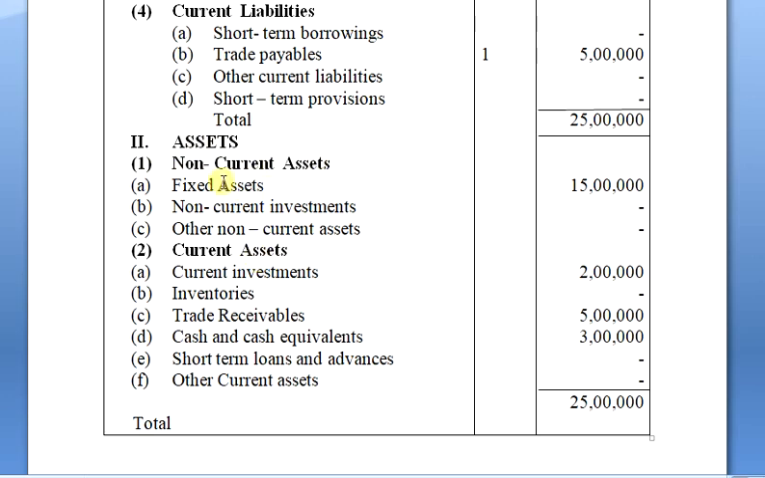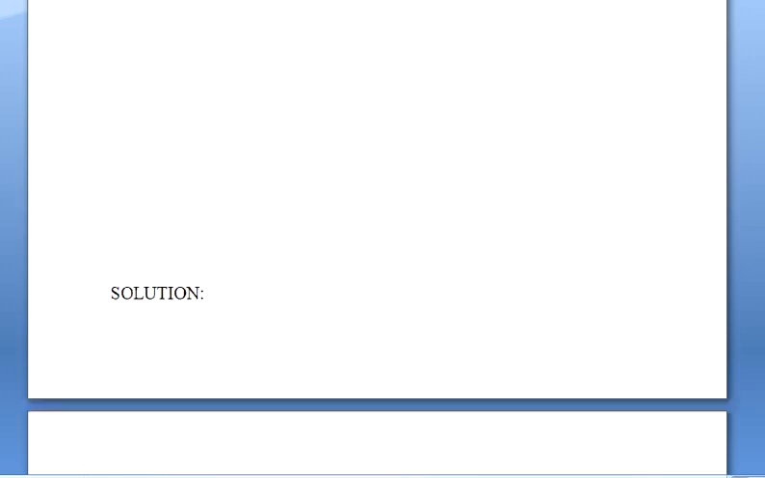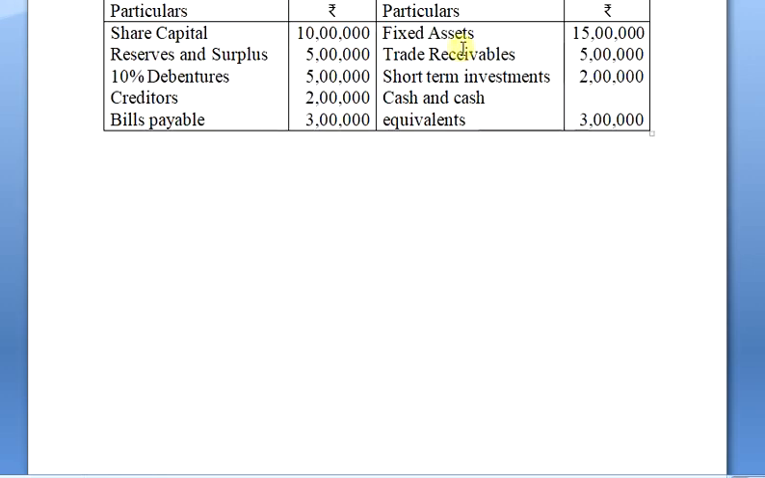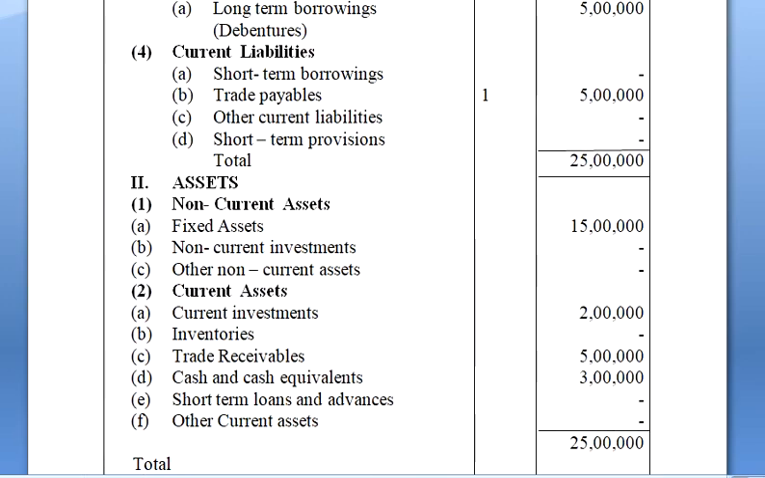In the non-current assets, fixed assets 15 lakhs. In the problem itself it is given. So, how much is given here? See here, fixed assets 15 lakhs. So directly we are taking fixed assets as 15 lakhs. Non-current investments is nil. Other non-current assets is nil.